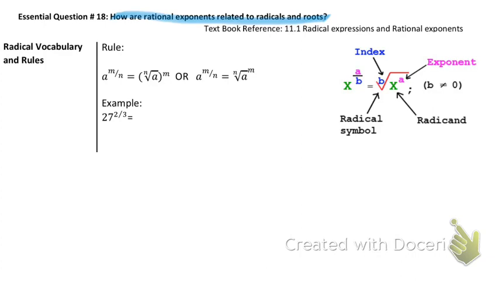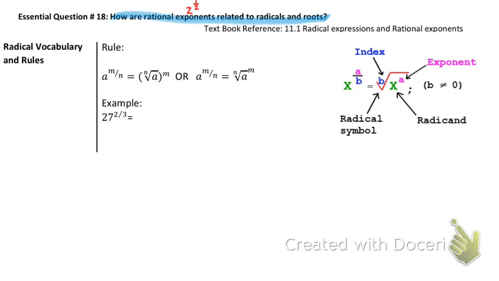So before we get on, a couple of things about what a rational exponent is. A rational exponent is basically when you have an exponent that's a fraction. So this 1/2 here would be a rational exponent. It's an exponent that is in fraction form.